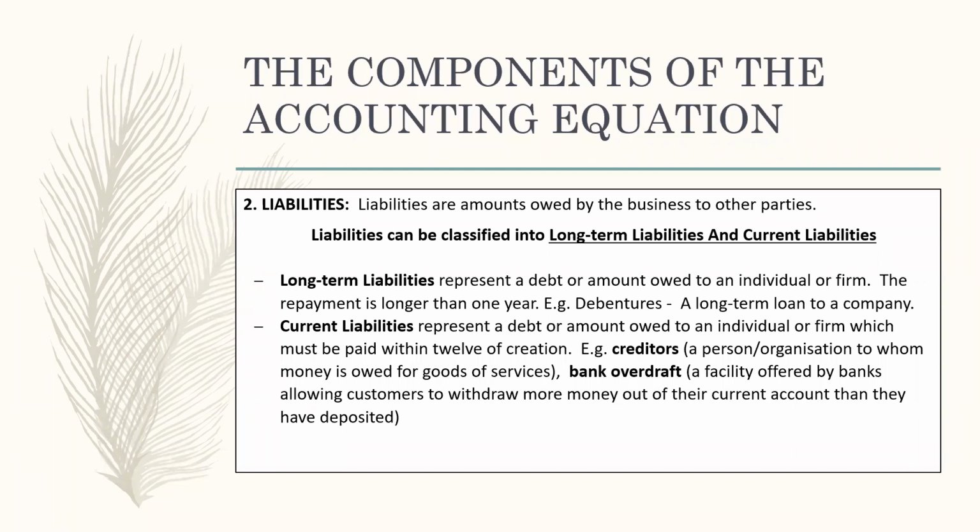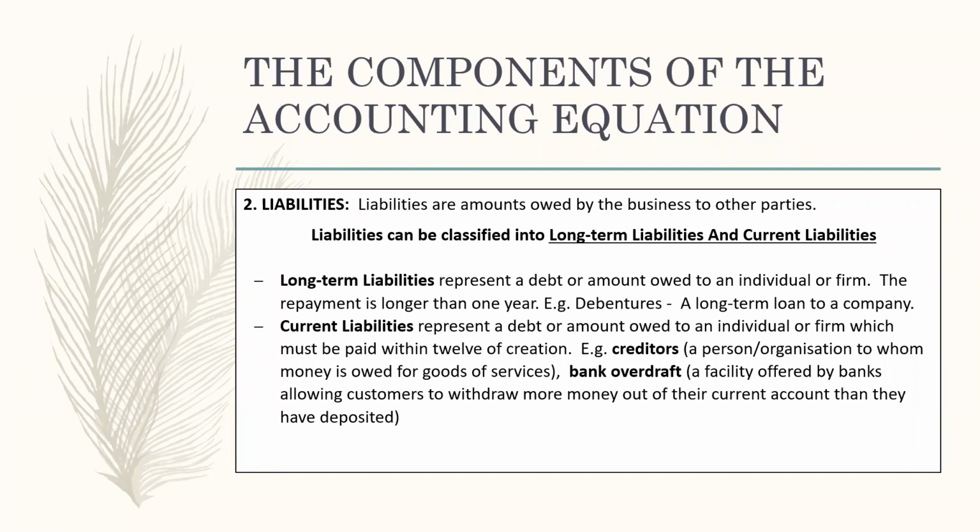Then we have current liabilities, which represent a debt or an amount owed to an individual or firm, which must be paid within 12 months of creation. So when you look at a current liability, look at a liability that will more or less exist only for 1 year. It is not beyond a year. Anything that is beyond a year is referred to as a long-term liability. A current liability is for 1 year. All right, and I have given you a definition of current liabilities. We have creditors, which is a person or organization to whom money is owed for goods or services. All right.